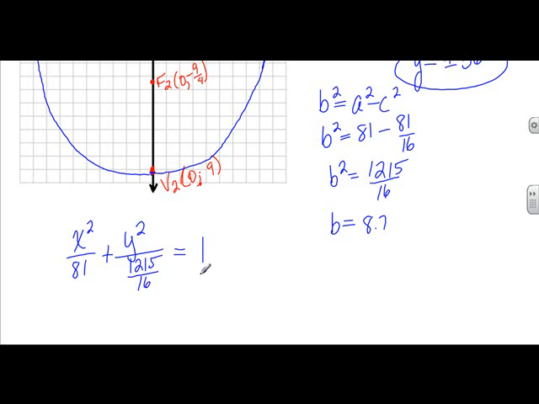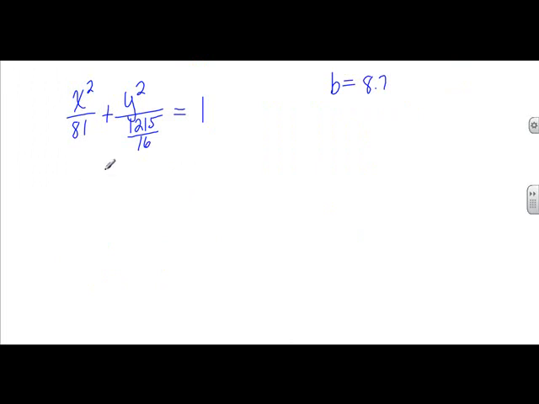Now, you don't want to leave your equation like that. You want to invert that fraction and multiply. So change that to x squared over 81 plus 16 y squared over 1215 equals 1.